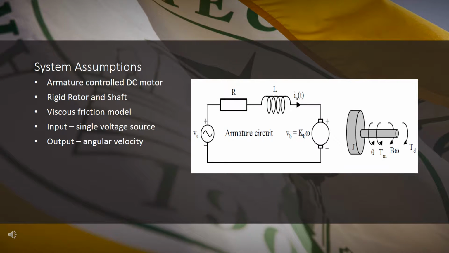In this project, we are modeling the armature-controlled DC motor. The rotor and shaft are assumed to be rigid, as directed. We assume a viscous friction model, with a friction torque proportional to the shaft angular velocity. This motor is modeled with a single voltage source input, with angular velocity being the single output.